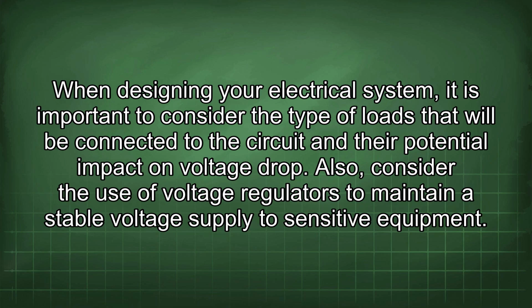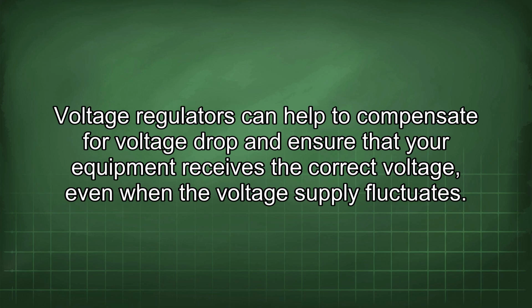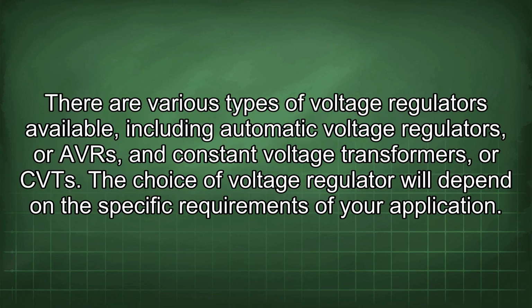Also, consider the use of voltage regulators to maintain a stable voltage supply to sensitive equipment. Voltage regulators can help to compensate for voltage drop and ensure that your equipment receives the correct voltage even when the voltage supply fluctuates. There are various types of voltage regulators available, including automatic voltage regulators, or AVRs, and constant voltage transformers, or CVTs. The choice of voltage regulator will depend on the specific requirements of your application.